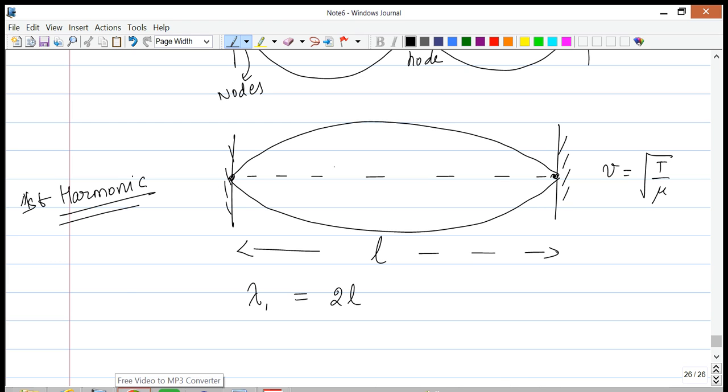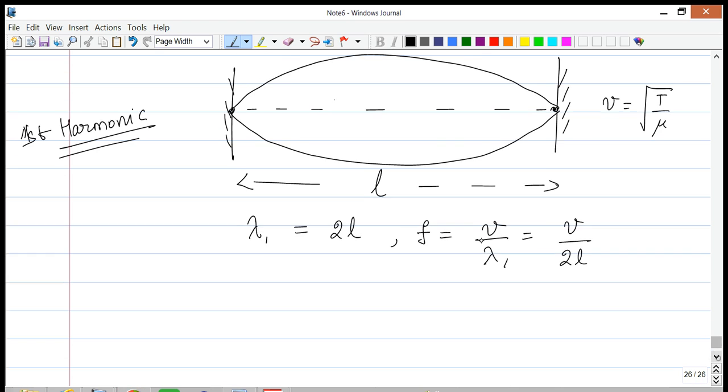It's not possible, because you have to have nodes at the two ends, and so this is the longest possible wavelength that is allowed. So lambda 1 is equal to 2L, and once we know this, we can write the frequency as V divided by lambda 1. It will become V divided by 2L. So this is the first harmonic.